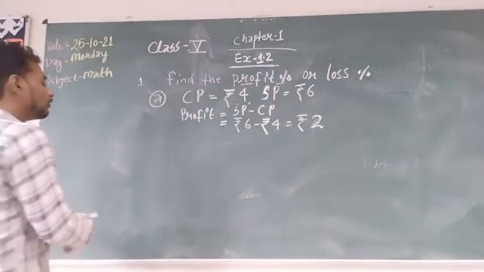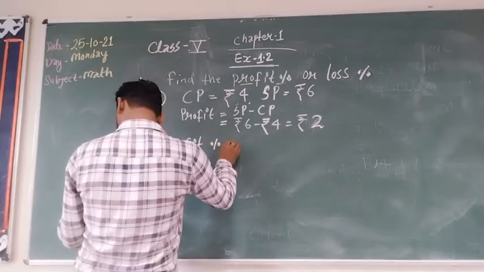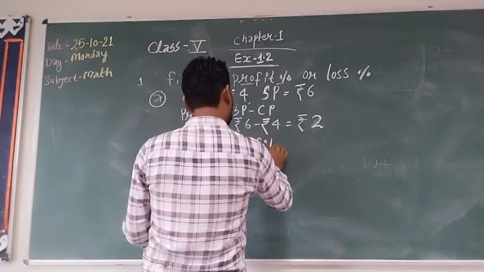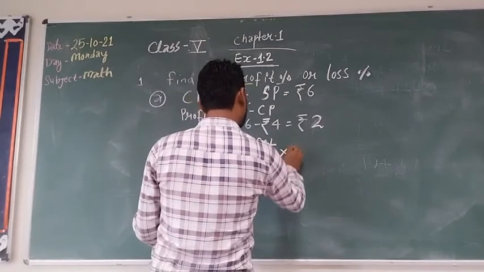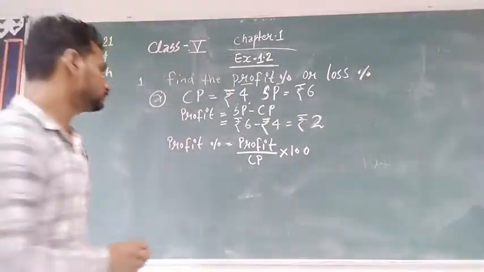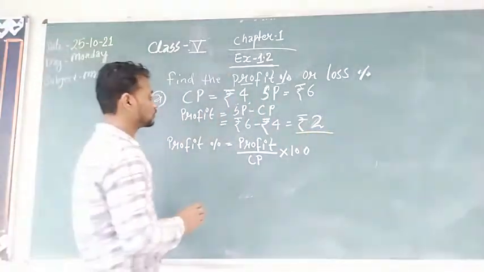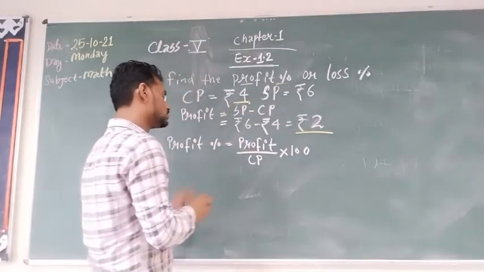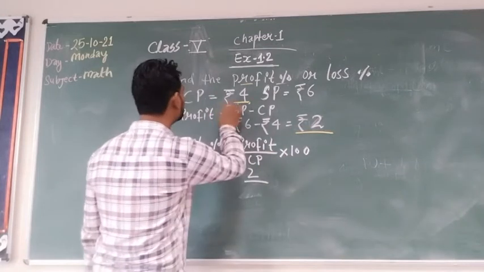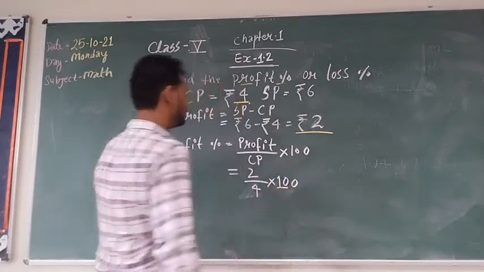Profit percentage is equal to profit upon cost price multiplied by 100. So in this question, what is the profit? Rupees 2 is the profit. What is the cost price? The cost price is rupees 4. Now we write them accordingly: profit is rupees 2, so 2 upon cost price rupees 4, multiplied by 100.